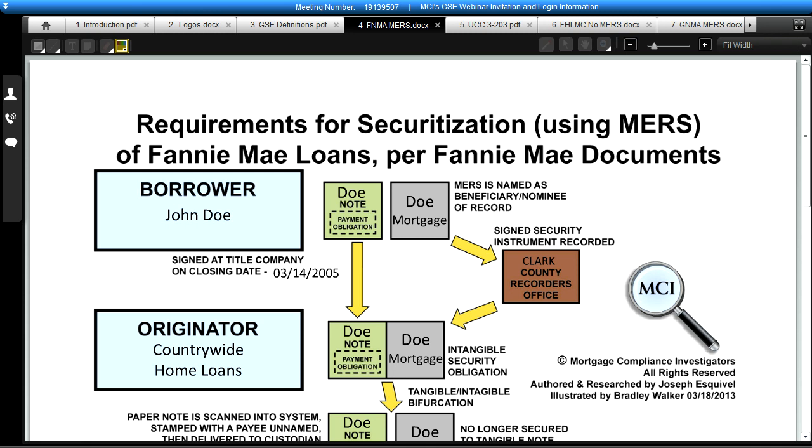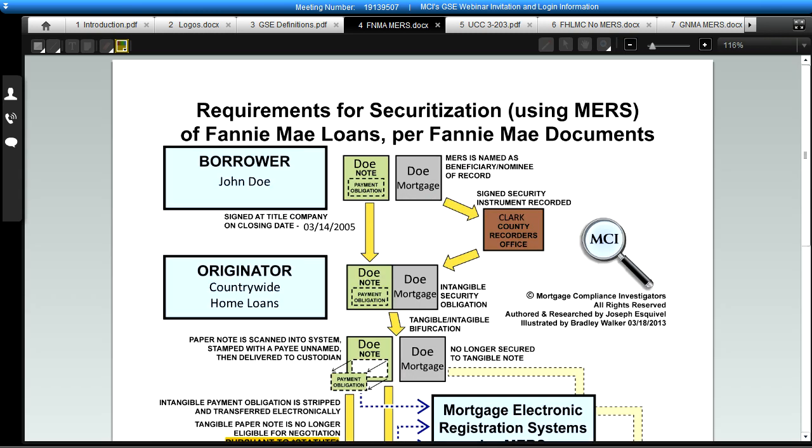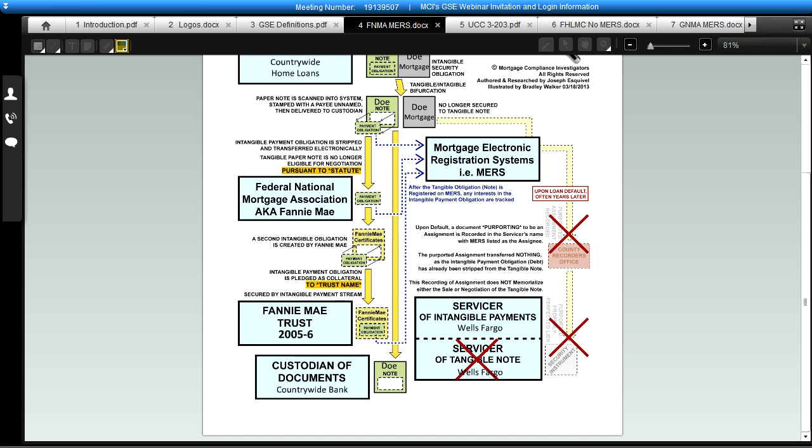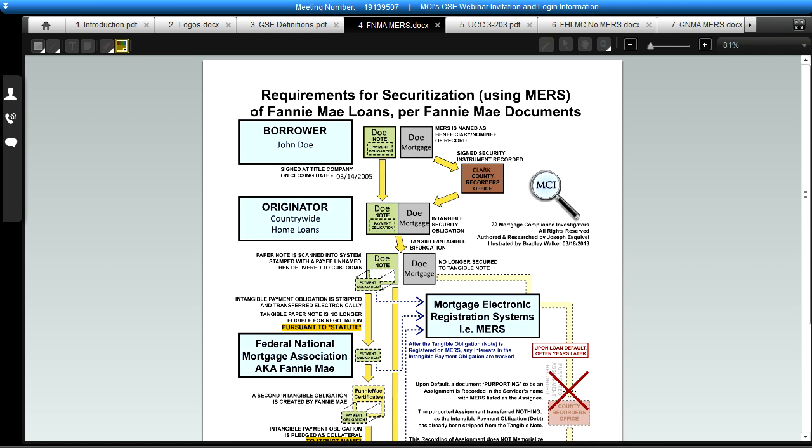This is the entire infographic. This one is requirements for securitization using MERS, okay, of Fannie Mae loans per Fannie Mae documents.